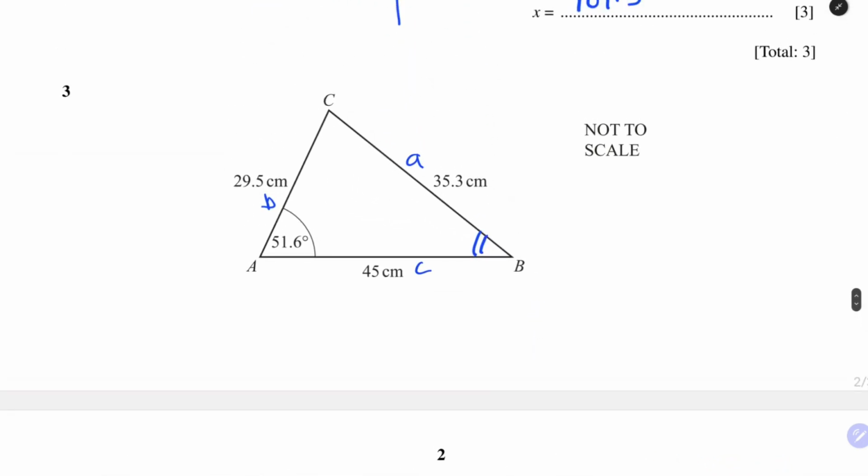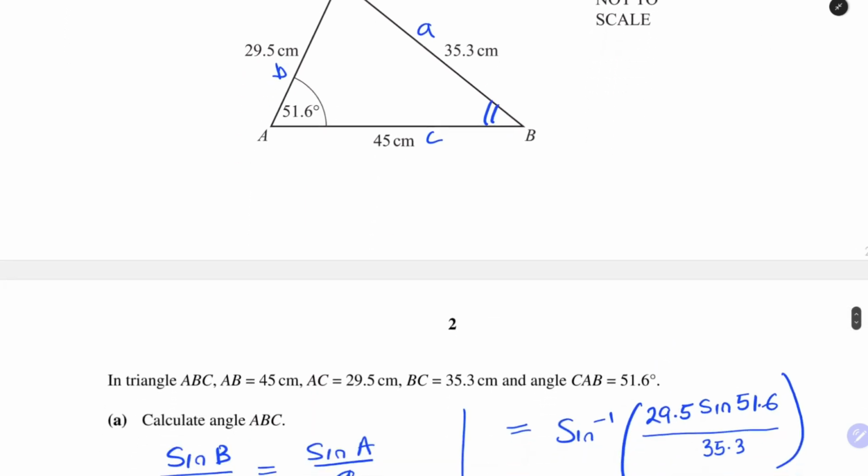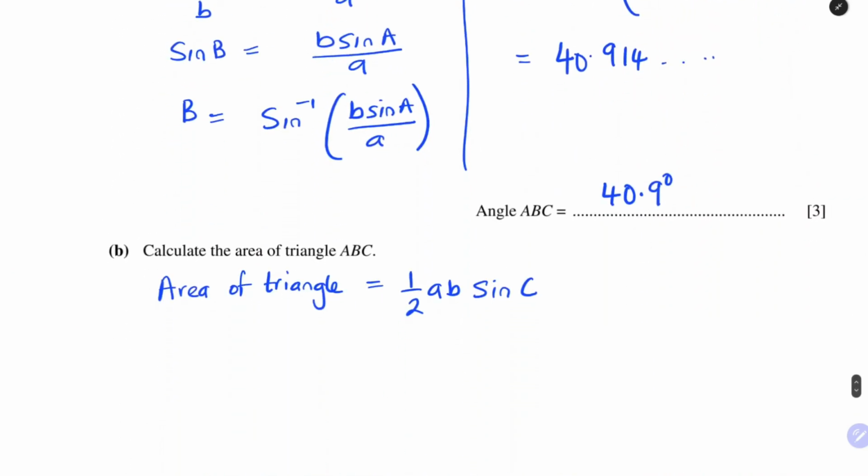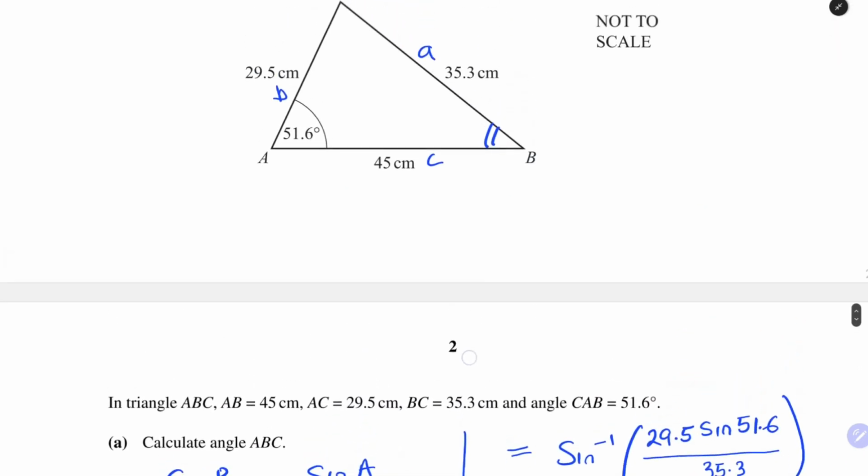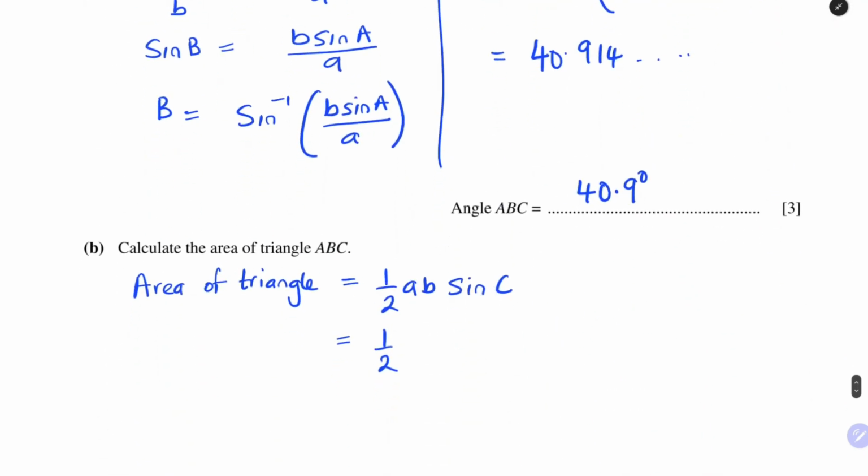Let's go back to our diagram. The only angle given in the original diagram is 51.6. So this angle is the included angle to sides AB and AC. So this is the pair we are going to use. This will be our own formula for this particular question. If you want to write it correctly, since our two sides that have the included angle are b and c, our formula will be half bc sine A.